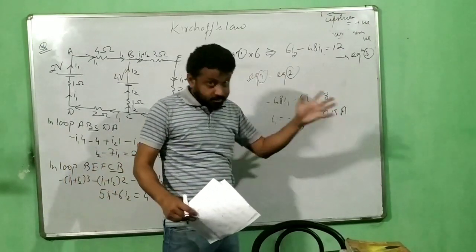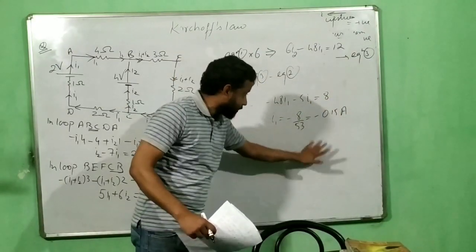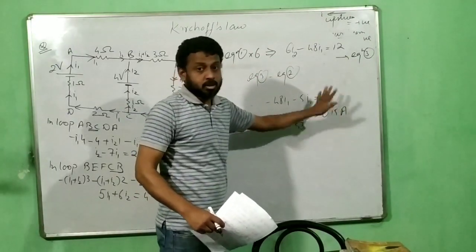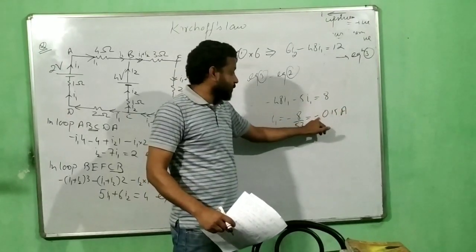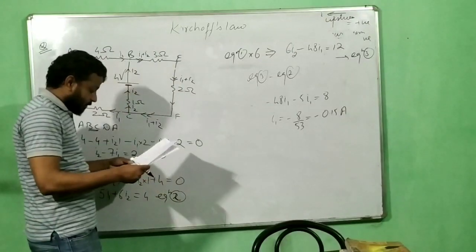But don't change the minus to plus here. If you have got minus, stick to that. This is absolutely correct. The minus sign signifies that it is going in the opposite direction of your assumption. So I got the value of I1.